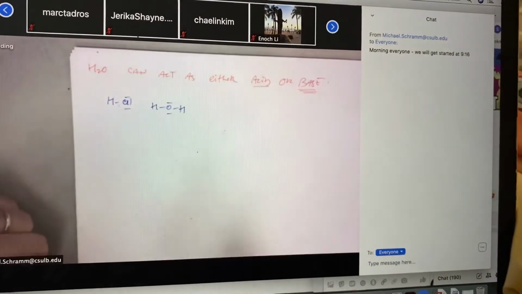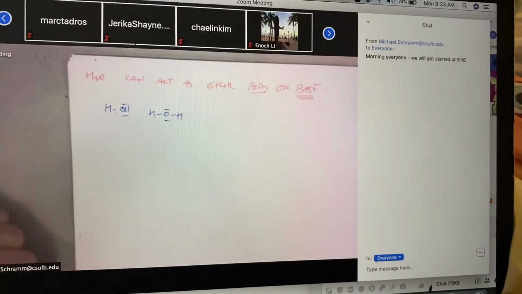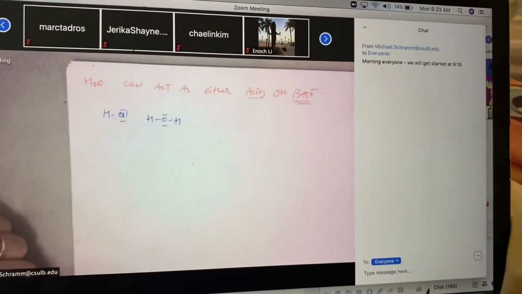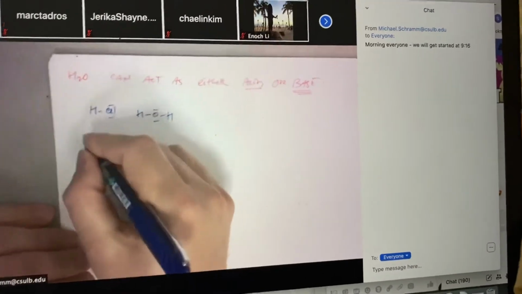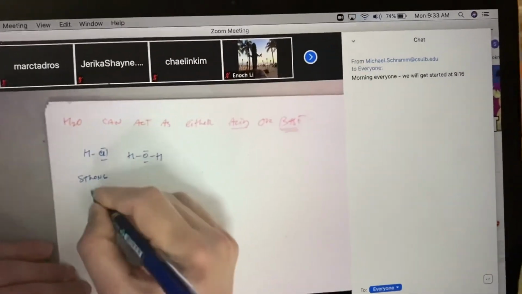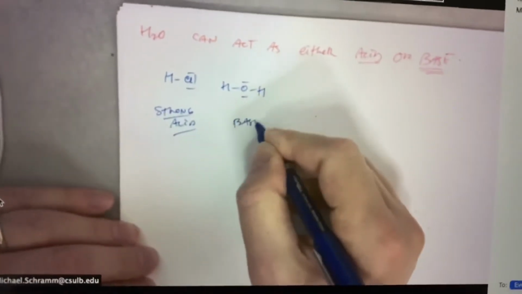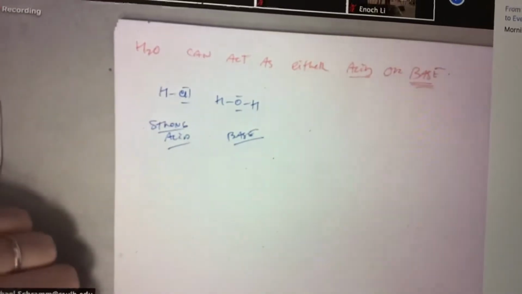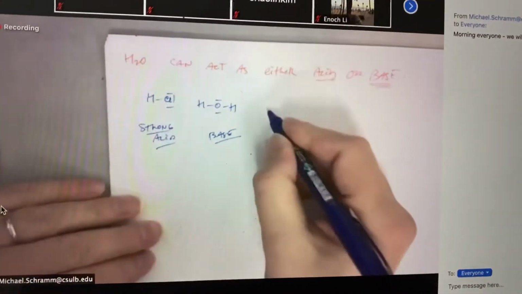Between these two, which one is the stronger acid? Which one are you going to make coffee with tomorrow morning? Hopefully not HCl, because we won't see you in class. HCl is a strong acid, and we should just know this from general chemistry. This is the stronger acid of the two, so most likely water is going to play the role of base. Maybe you won't know that immediately, but you'll learn it eventually.